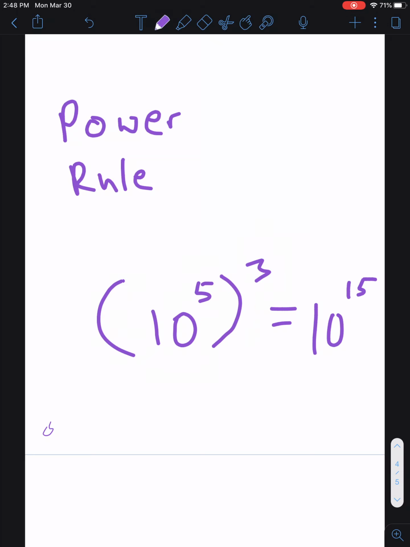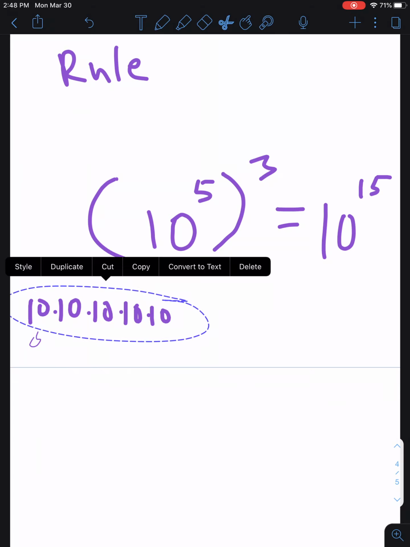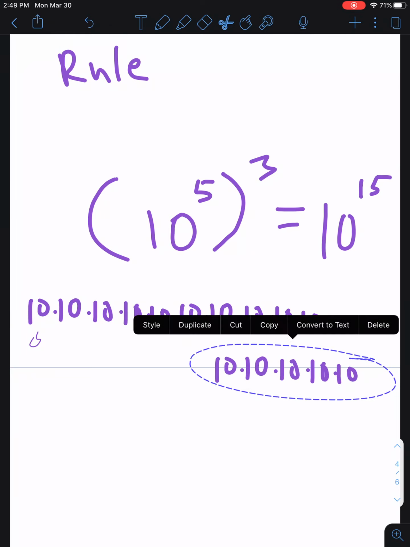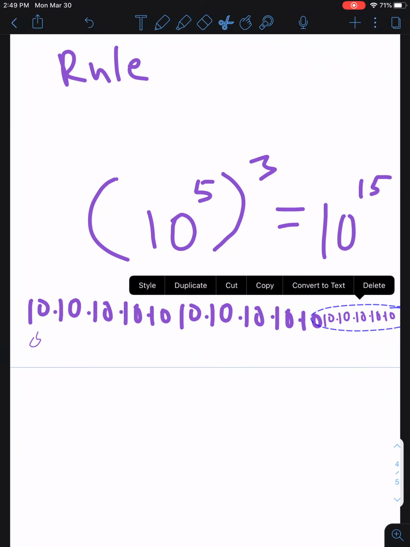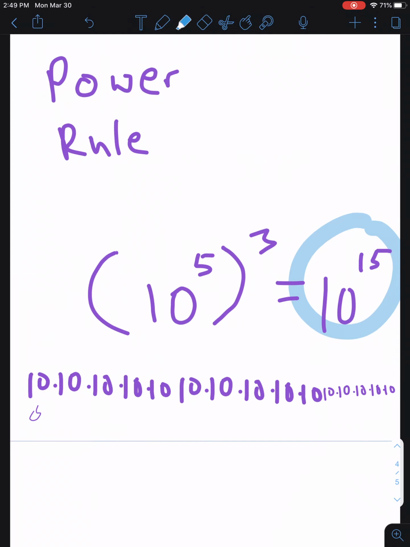And the same thing, if we wrote this out, I'm going to have to do this: 10 times 10 times 10 times 10 times 10. So 10 to the 5th power multiplied by itself 3 times. I don't have enough space, so let's shrink this one up. Yeah, that fits in there. We now have 15 tens being multiplied by each other, which is the same as 10 to the 15th. So when in doubt, you can always write it out. It works with the power rule, with the product rule, and with the quotient rule as well.